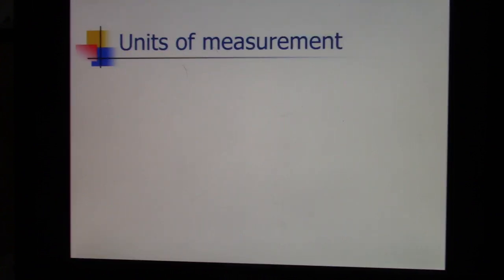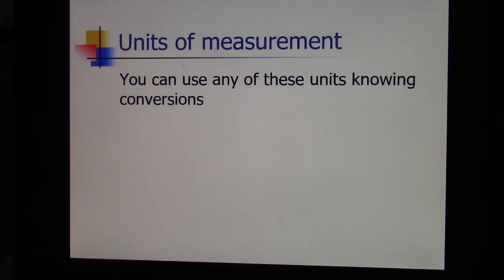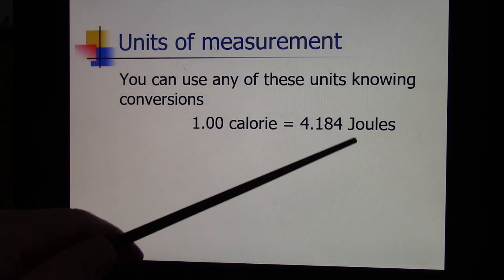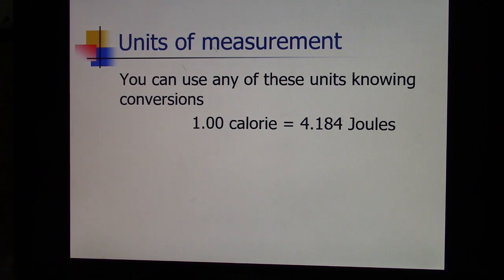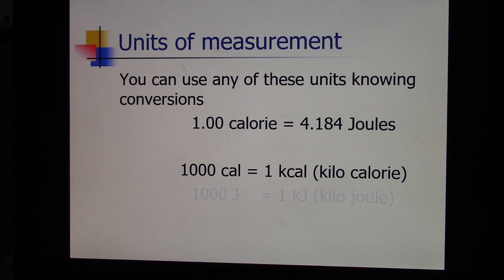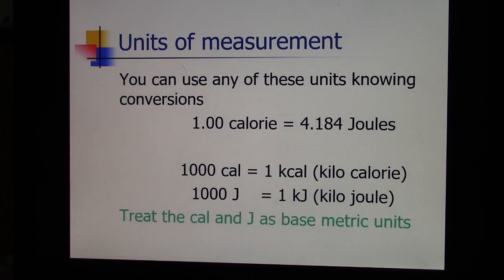When we're doing any kind of energy measurement, it doesn't really matter what units you use, as long as you know the conversions. You can use calories or joules. One calorie is 4.184 joules. 1,000 calories is 1 kilocalorie, or 1,000 joules is 1 kilojoule. Just make sure you're consistent and you know what the conversions are. Treat calories and joules as base metric units, like grams, meters, and liters, so you can use the prefixes kilo, hecto, deca, deci, whatever.